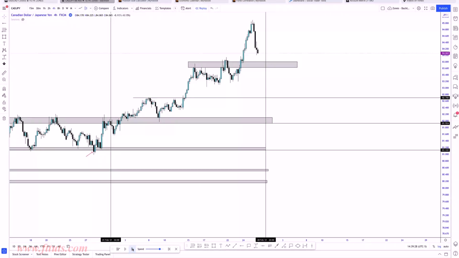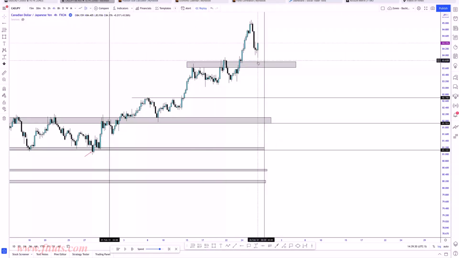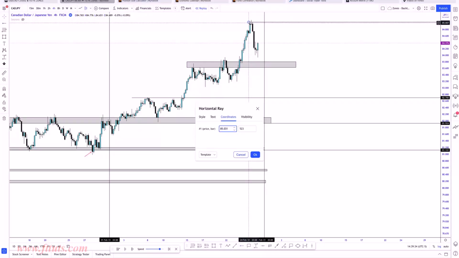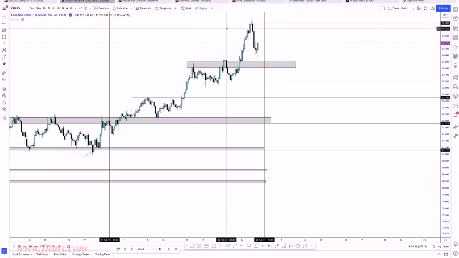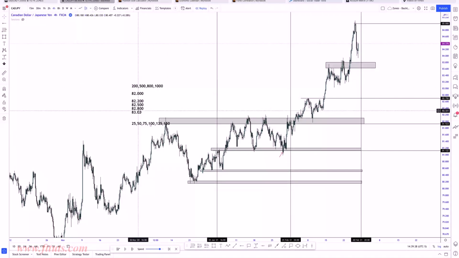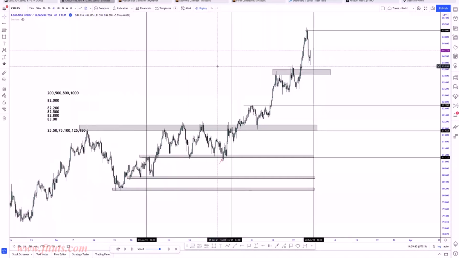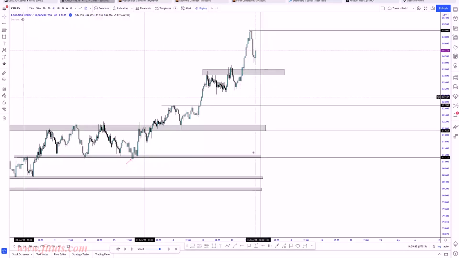So what needs to happen? Price needs to come back down and retest this level. Okay, so see how price just had this impulsive move here? What is it respecting? 85. What is 85? It's that 1,000 level that I was talking about. So 82, 83, 84, 85. This is how accurate price is.